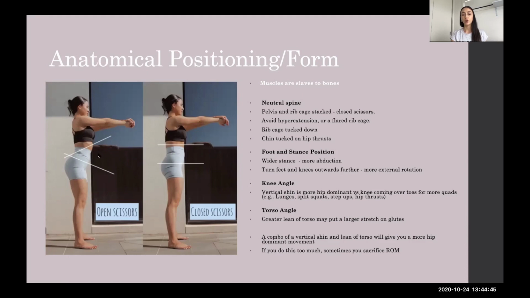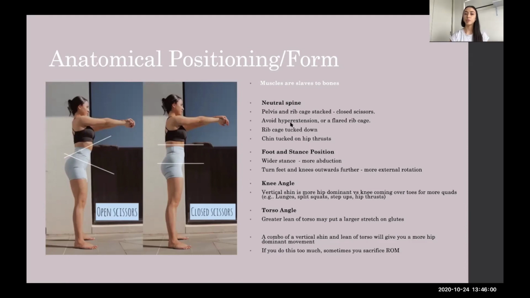So I've got a really open flared position there going through my pelvis and rib cage. Coming into the closed scissors position, you can see that my rib cage and my pelvis are essentially stacked. I've moved into relative posterior tilt to that more neutral position. And this is a really nice, safe position to be in while you're squatting or you're deadlifting.